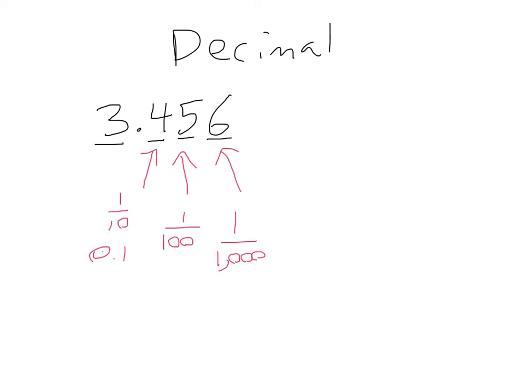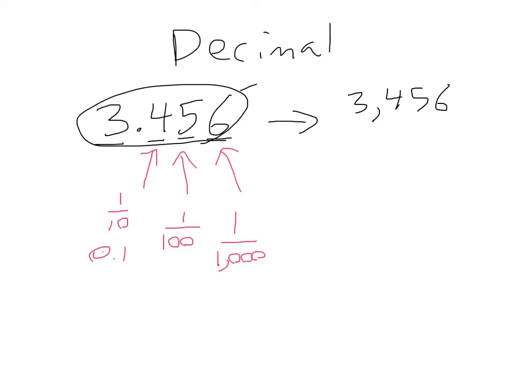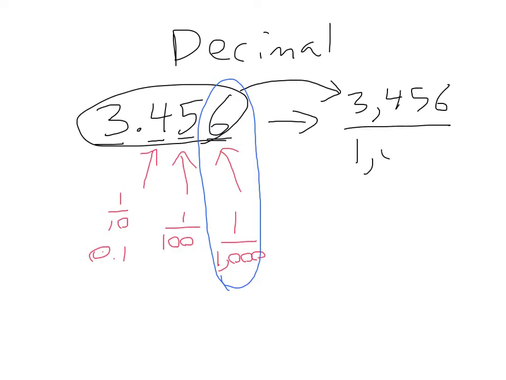So if we want to turn this into a fraction, we just simply say, well, this is 3,456. We just take all the numbers without the decimal place and we say it's this many. And then what is the last placeholder we're saying? Okay, this is 3,456 1,000ths. Okay. Now let me give you a simpler example, if that doesn't make enough sense.